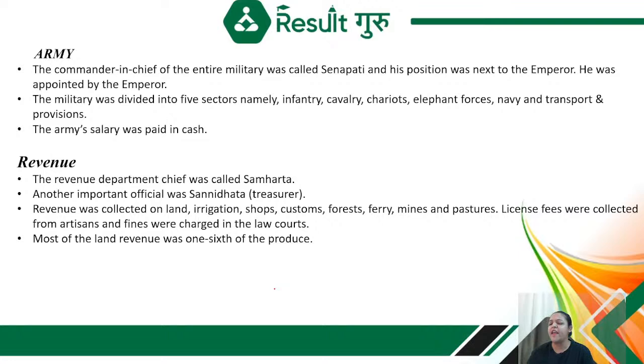So actually everyone had to pay some kind of revenue. Every profession had to pay some kind of taxes. License fee was also taken from artisans, and fines were charged in the law courts. So if you've made a mistake, obviously you would be fined for it. And most of the land revenue was fixed somewhere around 1/6 of the produce.